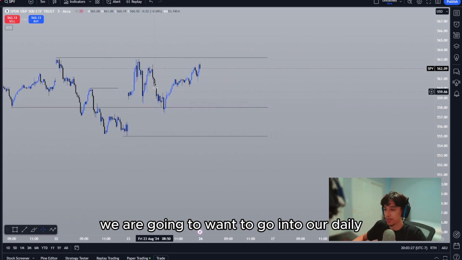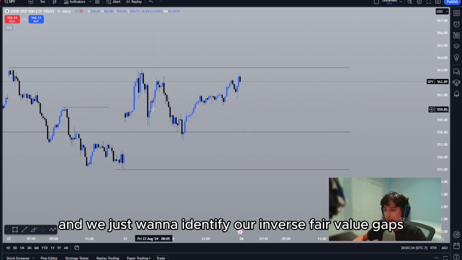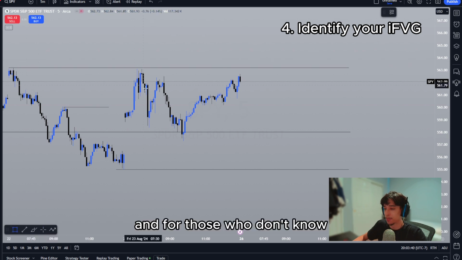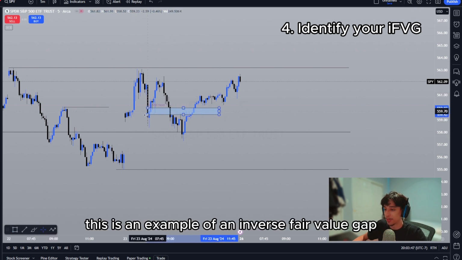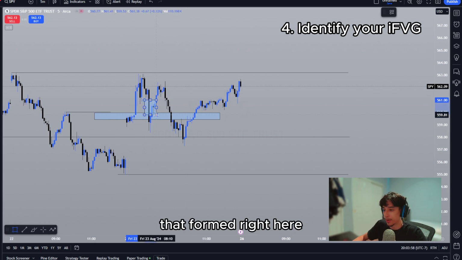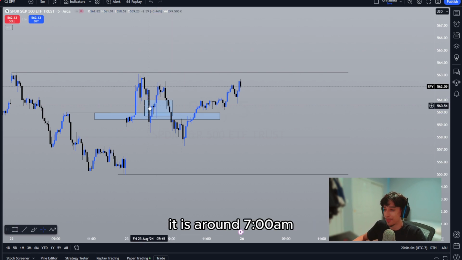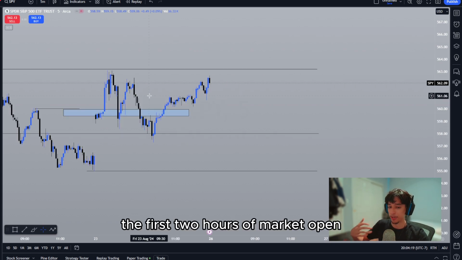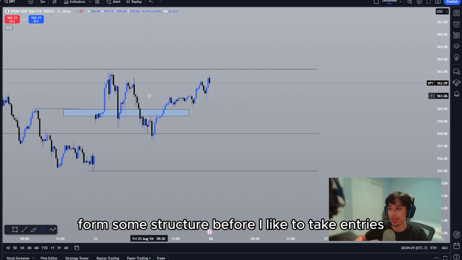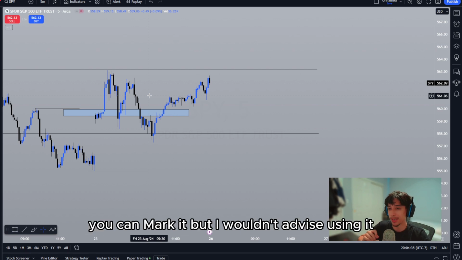We are going to want to go into our daily on the 5 minute, and we just want to identify our inverse fair value gaps. And for those who don't know, this is an example of an inverse fair value gap. And we also have another inverse fair value gap that formed right here. But the reason this one is invalid is because of the time. It is around 7:45 a.m. Typically, I don't like to trade the first 2 hours of market open just because I like to let the market form some structure before I like to take entries. And that inverse fair value gap, you can mark it, but I wouldn't advise using it.